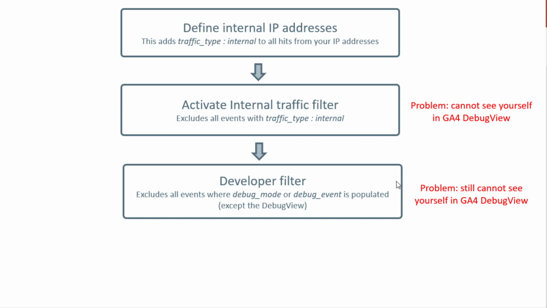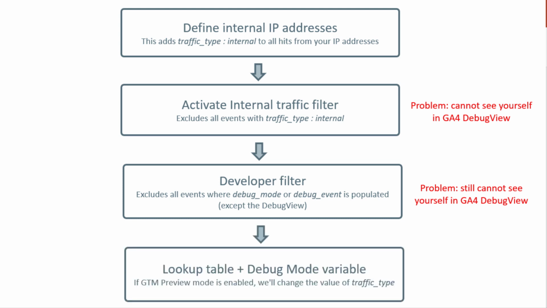So what we are going to do is a workaround where we are going to use the lookup table variable. And in that variable, we will be checking the debug mode of Google Tag Manager. So if Google Tag Manager debug mode is enabled, then we will override the traffic type internal, and then we will temporarily disable this filter. But this will happen only for those employees who have enabled the preview mode of Google Tag Manager. And since this filter becomes deactivated, this filter kicks in. It will still be excluding your developer traffic. However, that traffic will become visible in the debug view of Google Analytics 4.